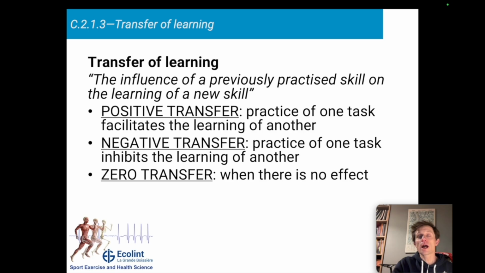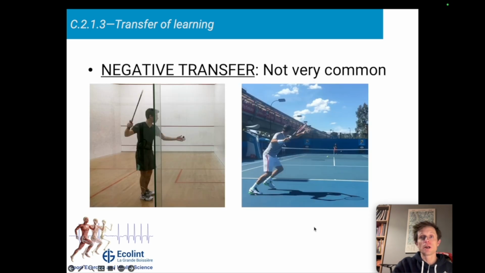We might also have zero transfer. So in this example, we'd have two skills which are so separate that there is no impact on learning whether you have acquired a previous skill or not. An example of where we might experience negative transfer between the acquisition of skills is between learning the forehand in squash and a forehand in tennis.